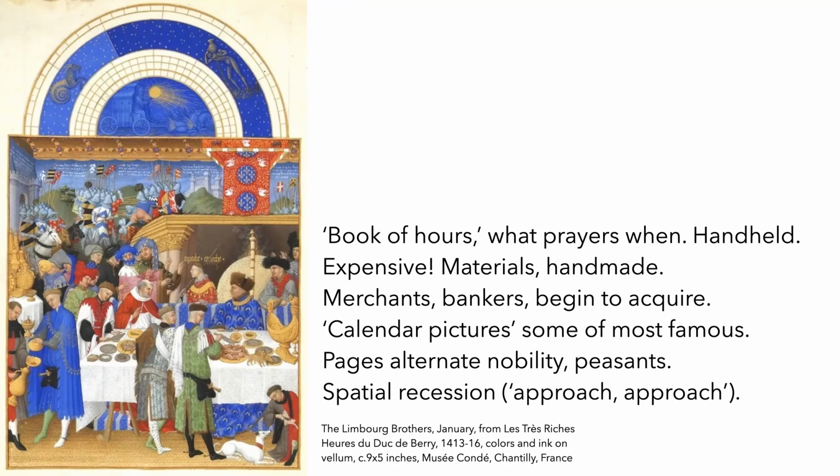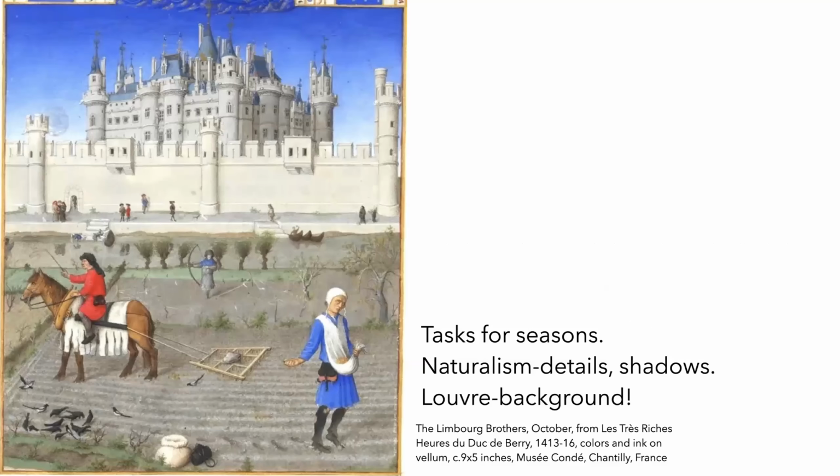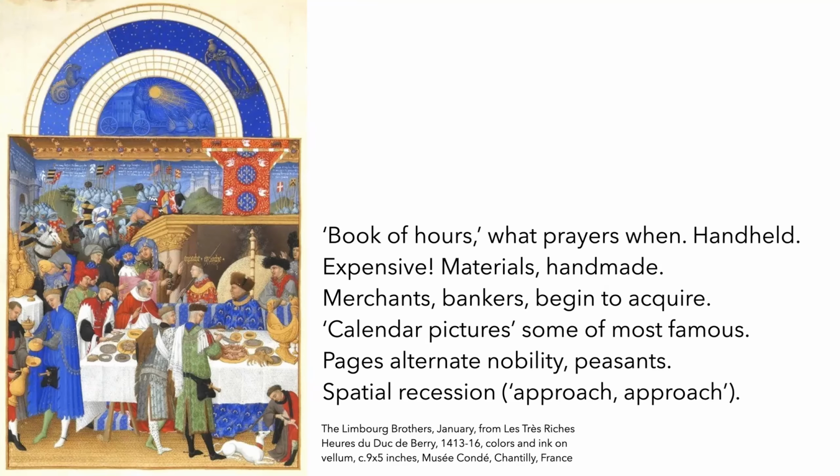A couple other things you want to know about this. This is important. One, you want to know the book goes between the nobility. So January, for example, is the nobility, kings and queens. And then the other pages are the peasants, the regular working class people. So this one from October, for example, are the ordinary working people. That was something different.